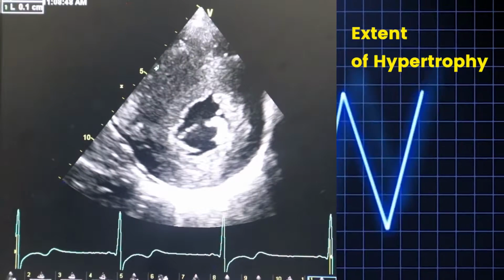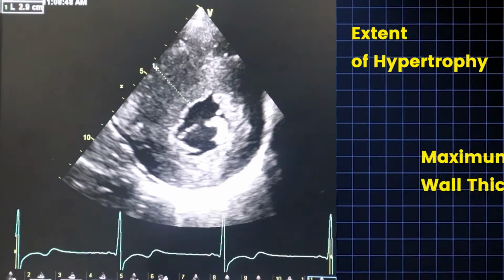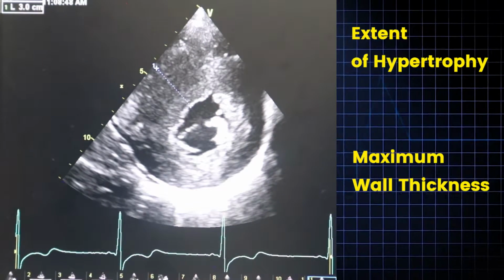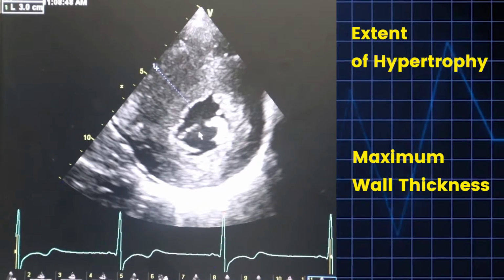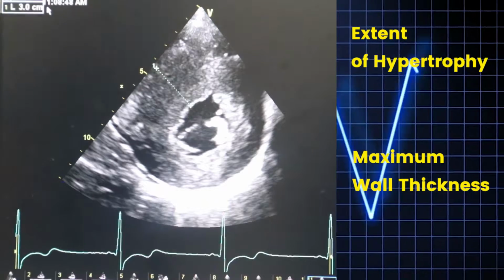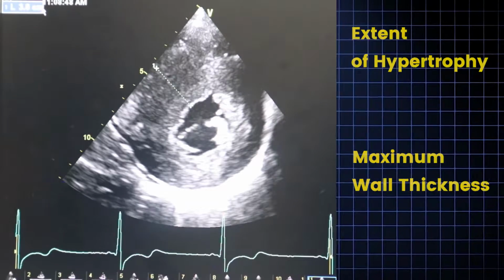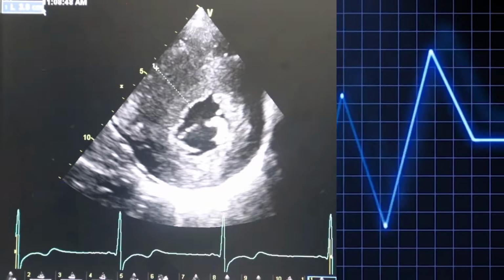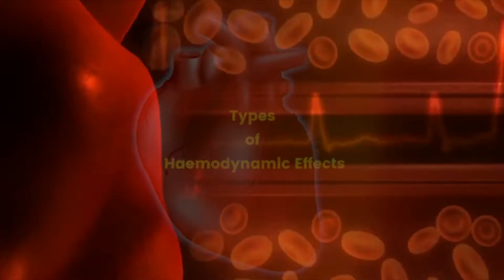In addition, you need to describe the maximal wall thickness. If it's more than 30 millimeters, then that's an increased risk of sudden cardiac death. Although remember that actual increase is really a gradient. It starts less than that and continues below. If the wall thickness is more than 2.8 centimeters, then that means the chance of alcohol septal ablation being successful is less.